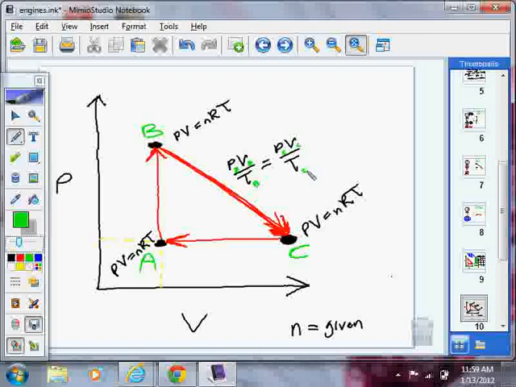Likewise, from C to A, you could use the combined law, PV over T equals PV over T. And over here, you could use PV over T equals PV over T. And it might simplify for the various processes, it might reduce down. But in general, for the red arrows, the thermal processes, you can apply the combined gas law.